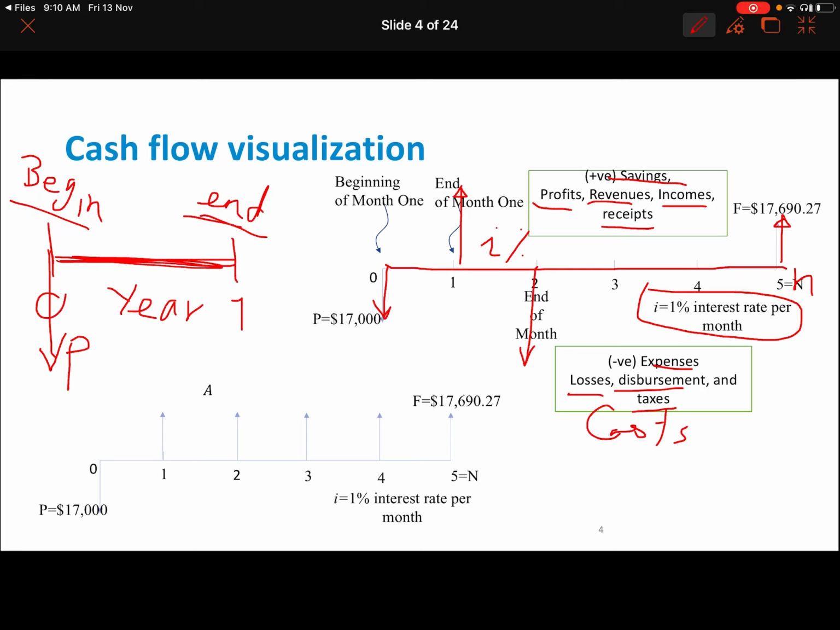For the annual series, on the scale line, I received the amount of money because the arrow is up. I say this is a profit. I received the amount of money A. In the second year, I'm still receiving the amount A. In the third year, I'm still receiving A, and this is the annual worth or uniform annual amount of money.